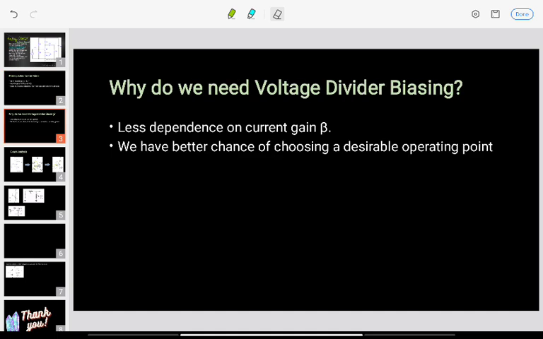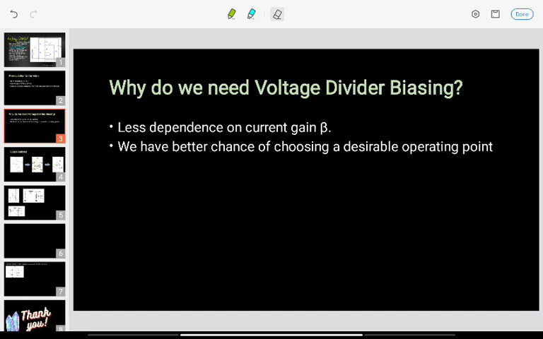So, why do we need voltage divider biasing? In the previous bias configurations, the bias current IC and the voltage VCE were a function of the current gain beta of the transistor. However, since beta is temperature sensitive, especially for silicon transistors, the actual value of beta is usually not well defined. It would be desirable to develop a bias circuit that is less dependent or in fact independent of the transistor beta.